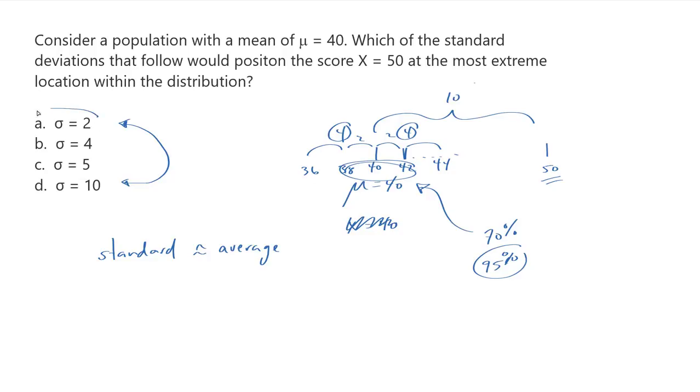So the answer is going to be a standard deviation of 2 makes 50 the most extreme. It puts it at the most extreme distance from 40.